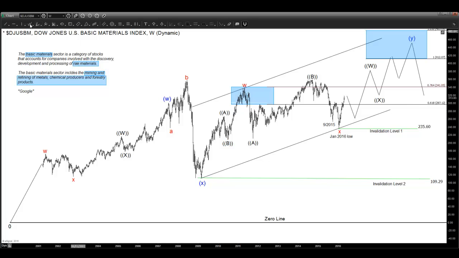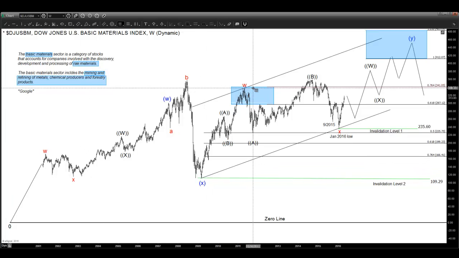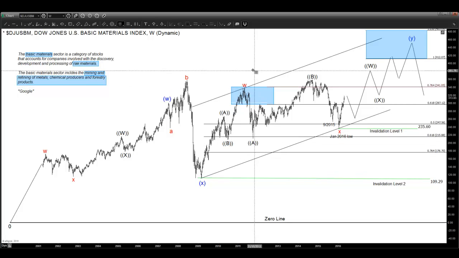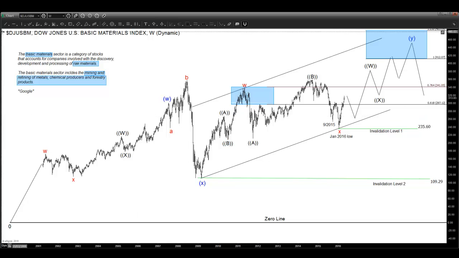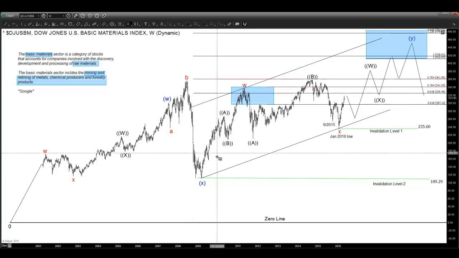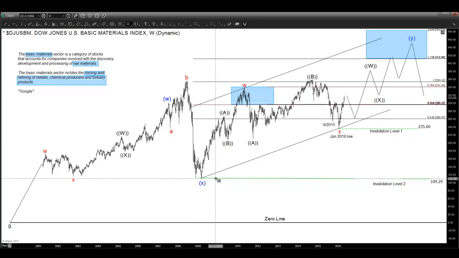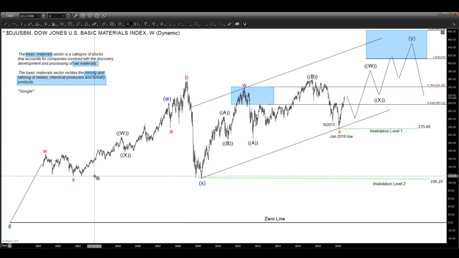If we do the Fib retracements here from the blue X to the red W, we pretty much stopped just shy of the 50% retracement level. Now of course, if you only take a look at the move up from this low, the actual low that we had, then you can say that it already reached the equal legs, the 100% extension from this level here.